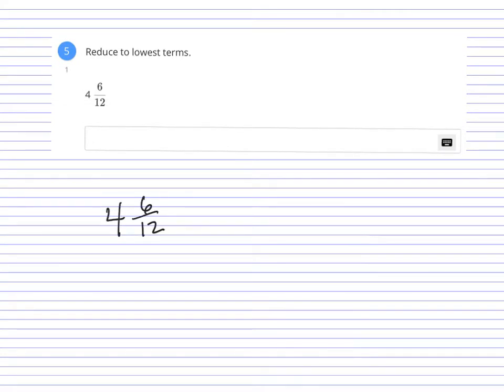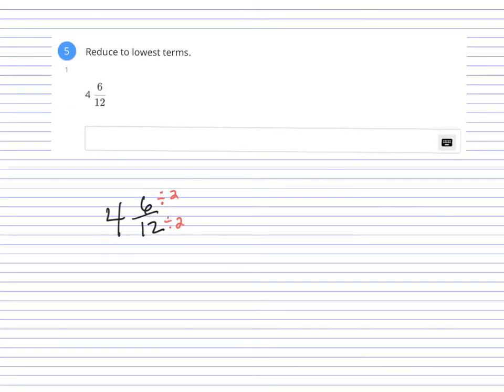So when we're talking about reducing, we're talking about dealing with the fraction part. The whole number is going to stay the same throughout this entire process, but the fraction part can be reduced because 6/12 is equivalent to another fraction. There's two different ways to go about doing this. The first one is you may notice that both of these are divisible by 2.